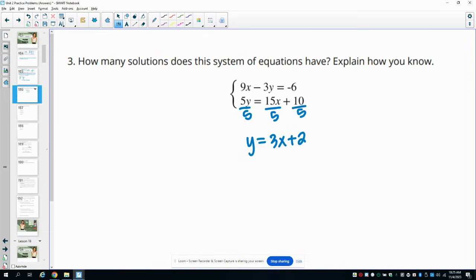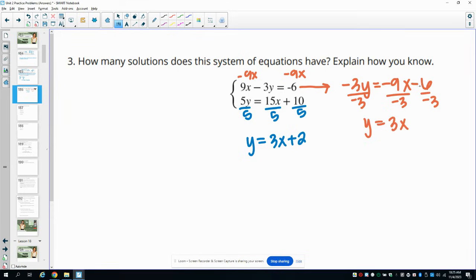So then I'm going to take this top equation and solve it for y. So I'm going to subtract 9x from both sides. So we're going to be at -3y equals -9x with a -6. Then I'm going to divide by -3 to everything, and we'll get y equals -9 divided by -3 is positive 3x, and then -6 divided by -3 is positive 2.